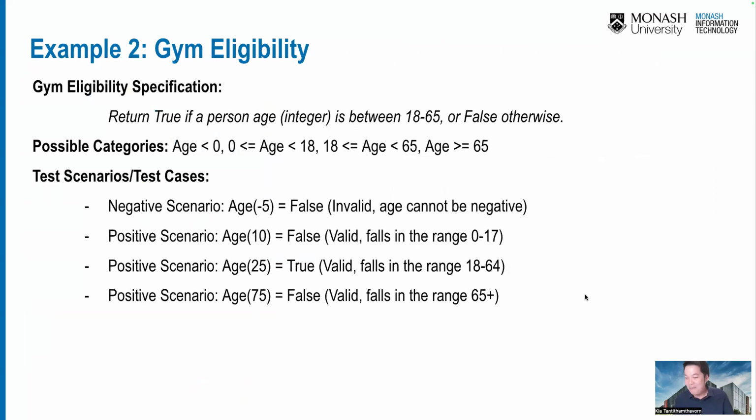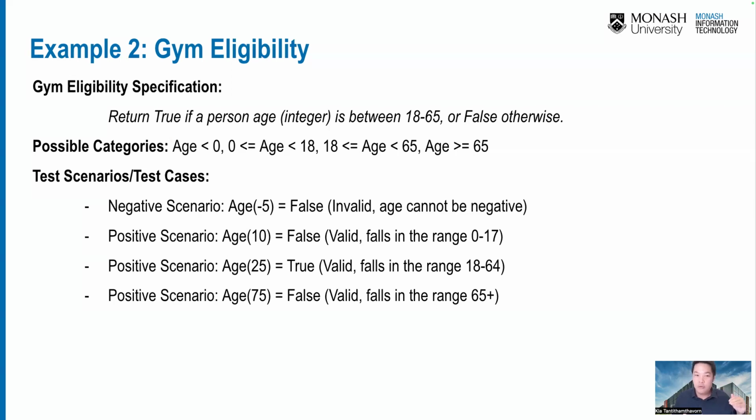Okay, another example. Let me put it this way. This is a gym eligibility. Let's say you go to the Monash gymnasium, okay, and the requirement here is that the gym is only valid for a person who is aged between 18 and 65. We don't want a person who is too young to go to the gym alone, and we don't want a person who is too old to go to the gym. We just want to mitigate the risk of having any injuries whatsoever.